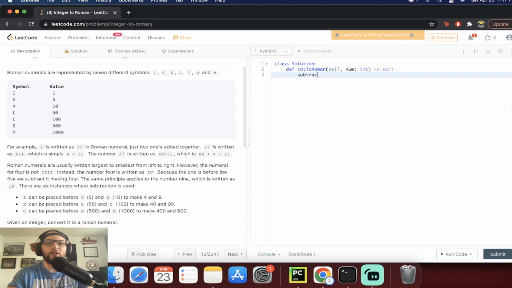So I'm going to say subtractables equals this, okay? And then I am going to say 900, and that is going to be equivalent to CM. You are going to have 500 equal to CD.